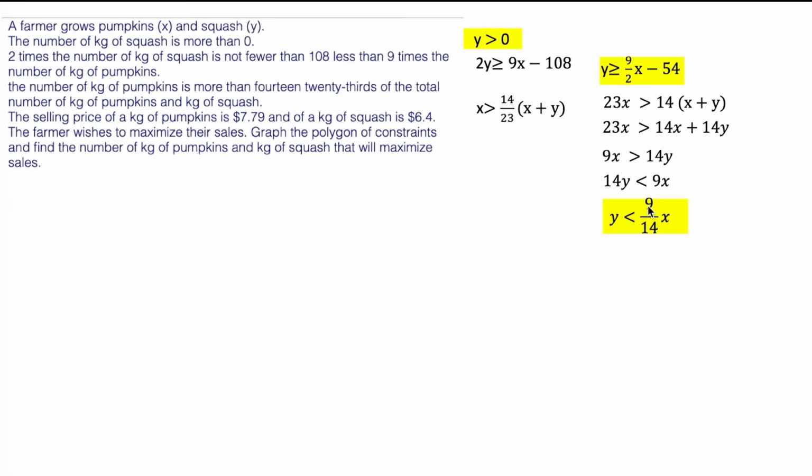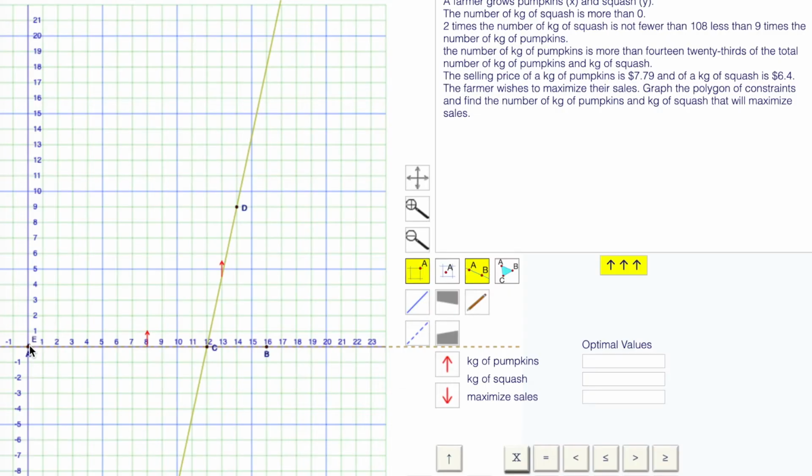Y is less than 9/14 x. The b value is 0. There is no b value, so it's going through the origin. And the slope is 9/14. It is less than, so dotted line and shading below. Going through the origin, I'm going to go over 14 and up 9. 1, 2, 3, 4, 5, 6, 7, 8, 9. Dotted, and we are shading below.